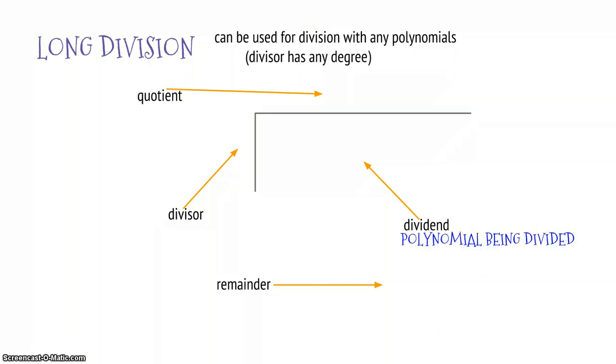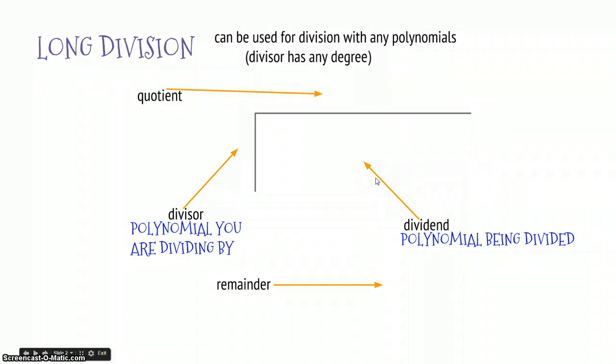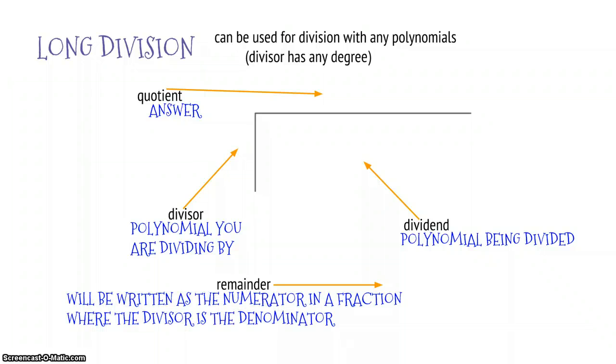Here's what we're doing here. The dividend is the polynomial being divided, so we're going to put that under here. The divisor is the polynomial we are dividing by, and that goes on the left side. The quotient is our answer. And then the remainder left at the bottom will be written as the numerator in a fraction, and the divisor will be the denominator. That sounds funny. I want to show you an easy example of that.